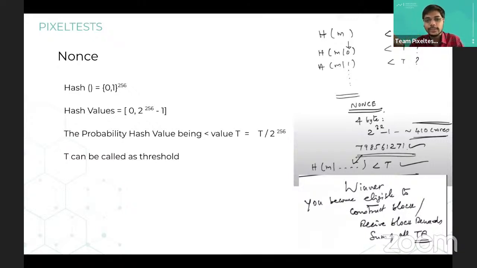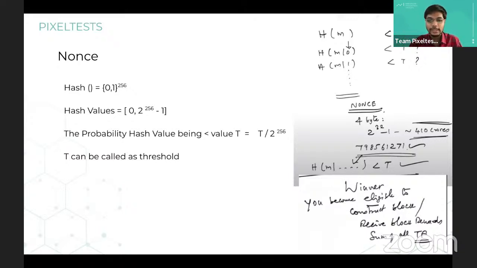The max value is 2^32, meaning there is a full chance that a person will run out of all the 410 crore attempts, meaning 2^32 attempts, be exhausted, and still not be able to comply with the condition, which is the threshold: the whole hash should be less than the threshold, right?